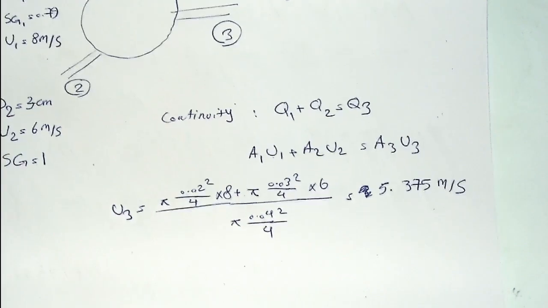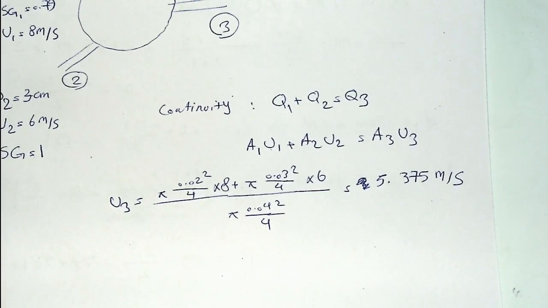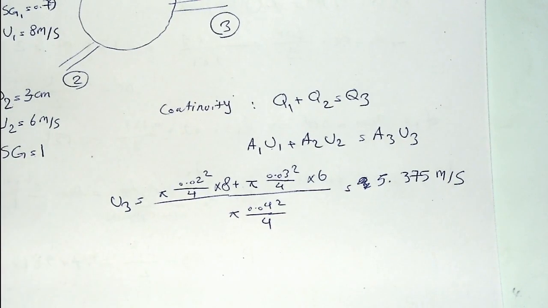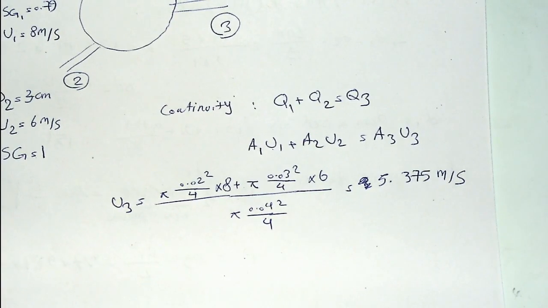So U3 is calculated equal to 5.375 meter per second, and then we calculate the exit velocity and the specific gravity at section 3. So we have the exit velocity now, and we need to calculate the specific gravity.